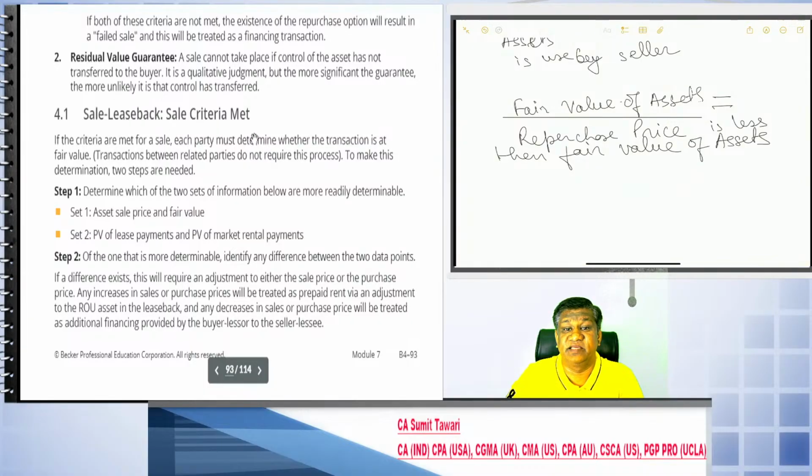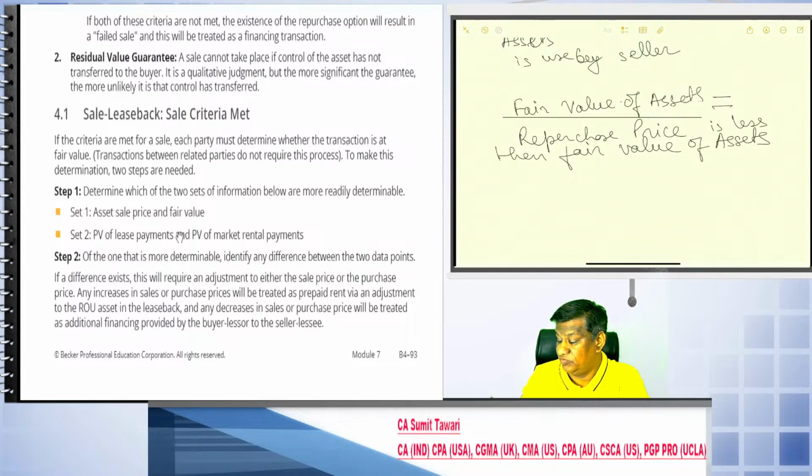Then sale and leaseback, sale criteria met. If the criteria are met for the sale, each party must determine whether the transaction is at fair value. Transactions between related parties do not require this process. To make this determination, two steps are required: the asset sale price and fair value, and the present value of lease payments and the present value of market rental payments. Take the one that is more determinable and identify any difference between the two data points. So, the asset sale price and the fair value.